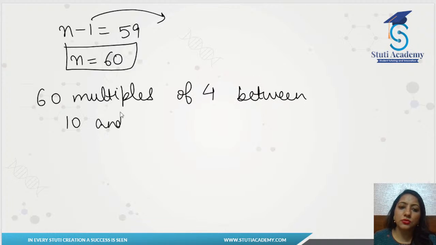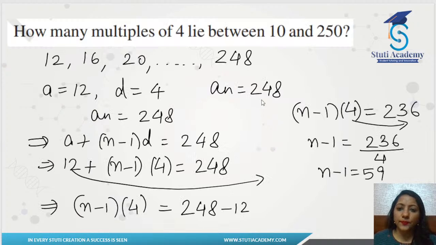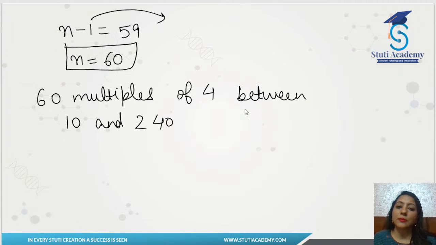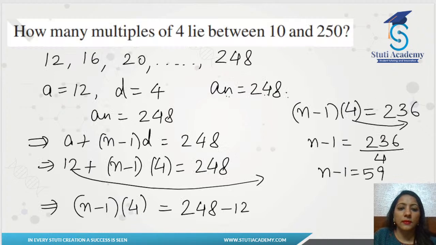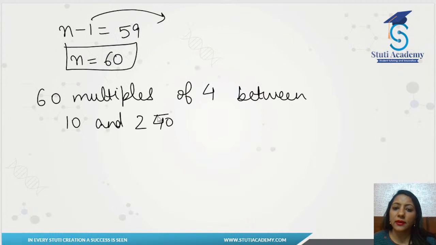So I'll just show you this once more. So we have here 59, and that means n is 60, and that means the 60th term is 248. That means there are 60 multiples of 4 between 10 and 250.